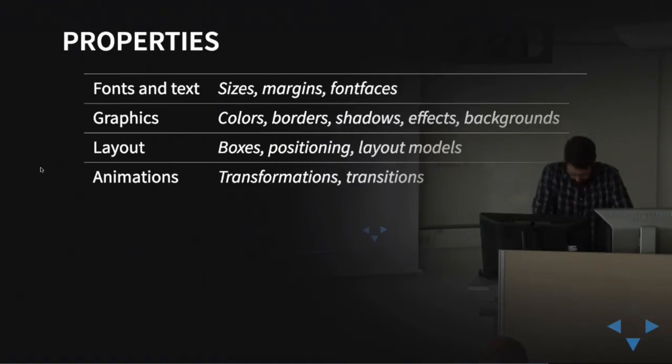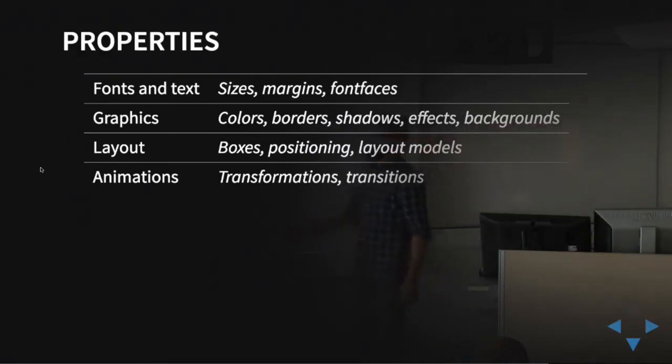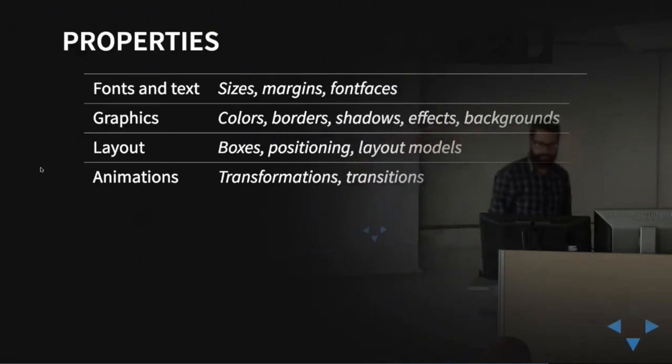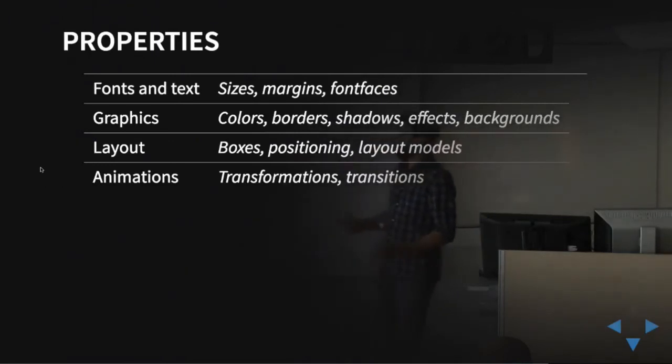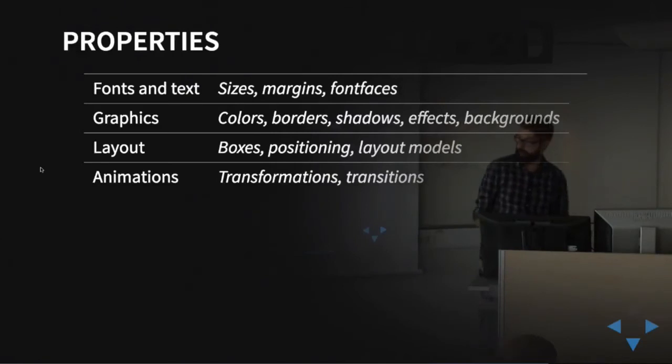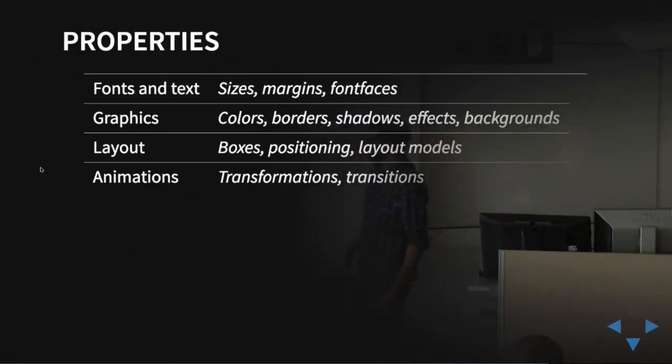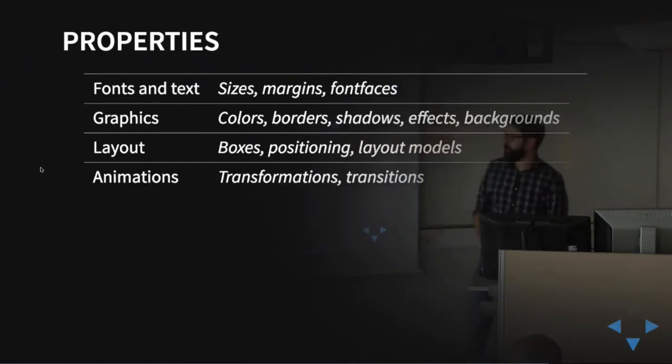So, now when we know how to select stuff, we need to change properties. And I've divided the properties into four groups. The properties that change fonts and text, like sizes, margins, font faces, and such. Graphical properties like colors, borders, shadows, different effects, backgrounds, etc.